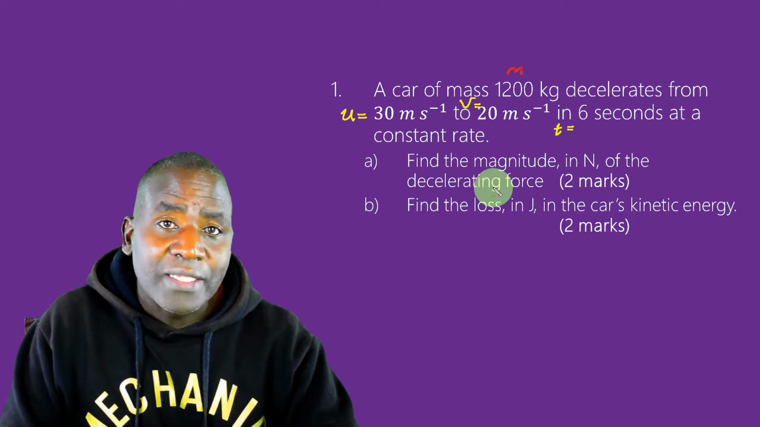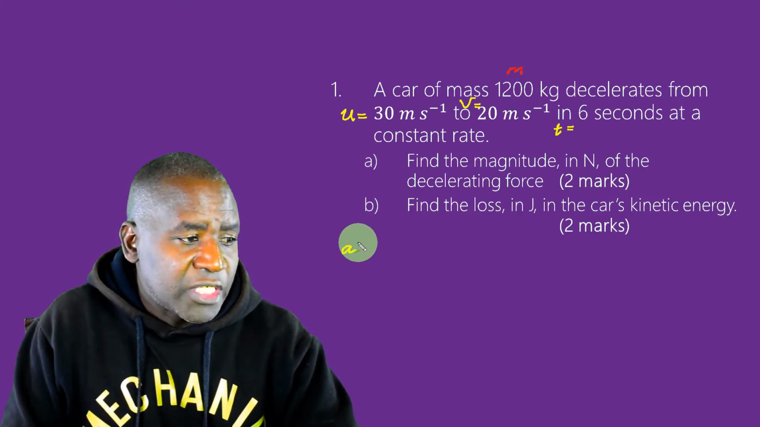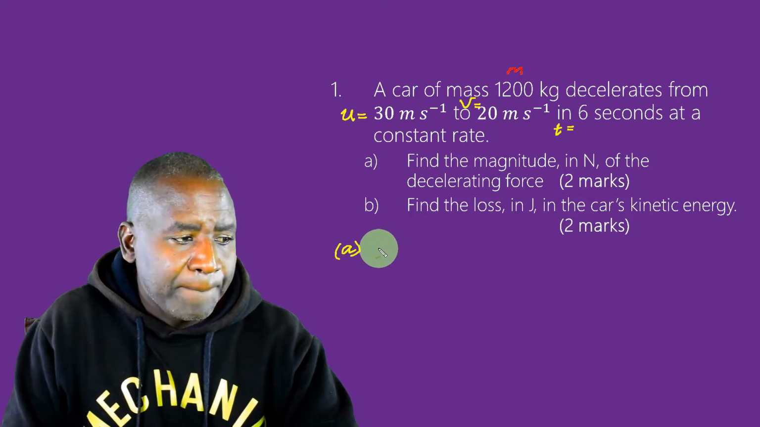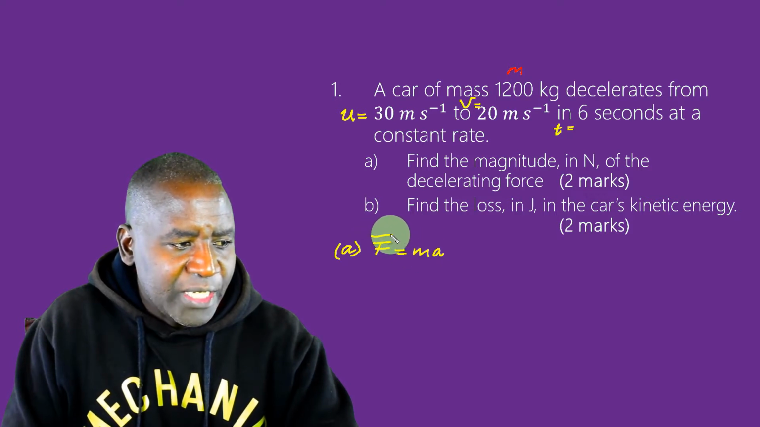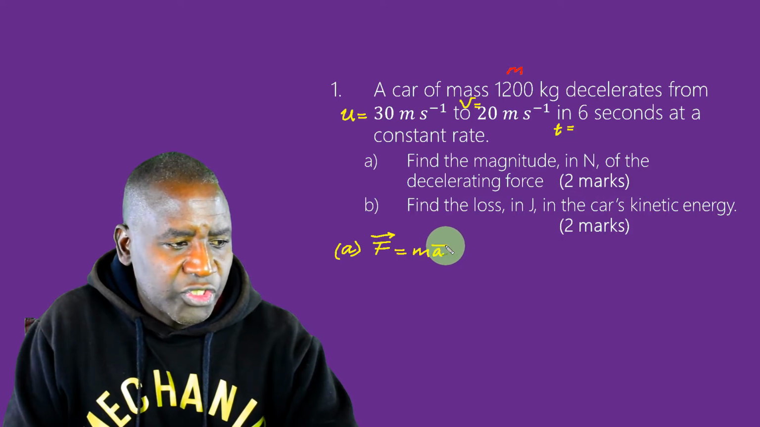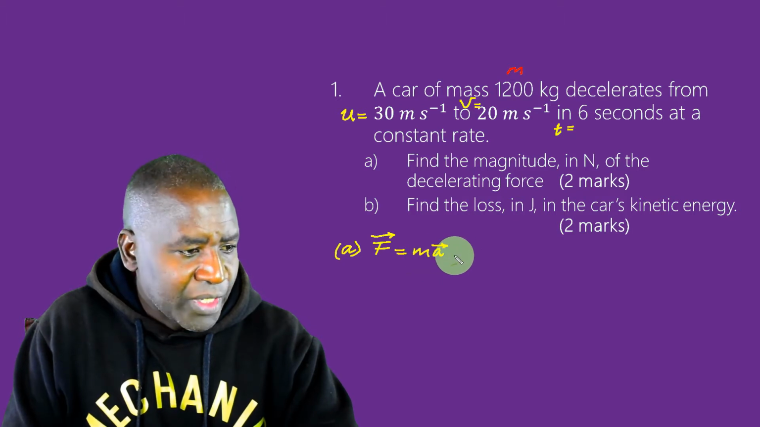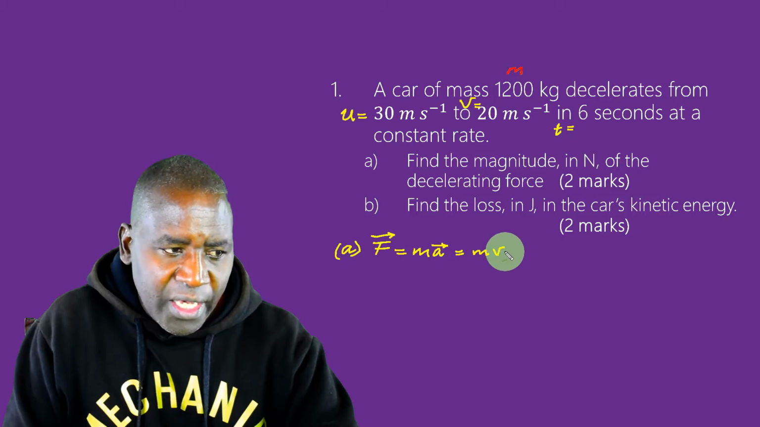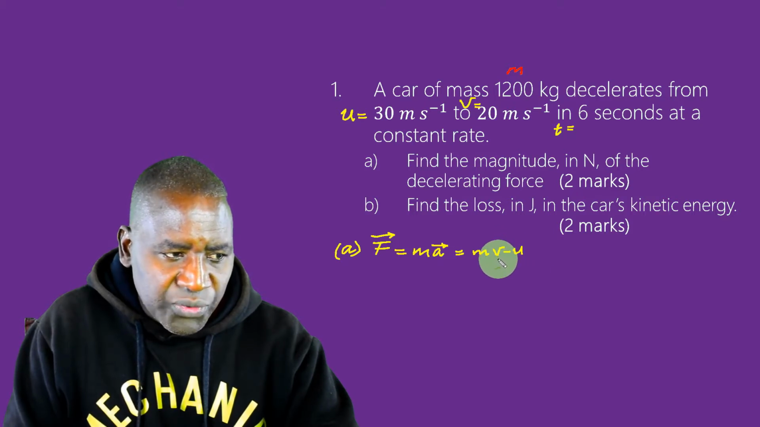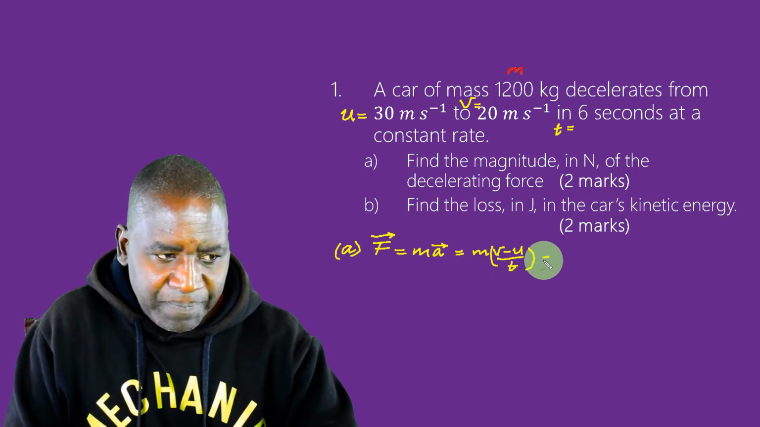The moment we see a question like this, we know we have to use the equation F is equal to ma, because this is basically dynamics. F is equal to ma. F is the resultant force which causes an acceleration a when it acts on an object of mass m. Let's substitute here in terms of symbols. a is (v minus u) over t. And you can see that all these physical quantities are given.